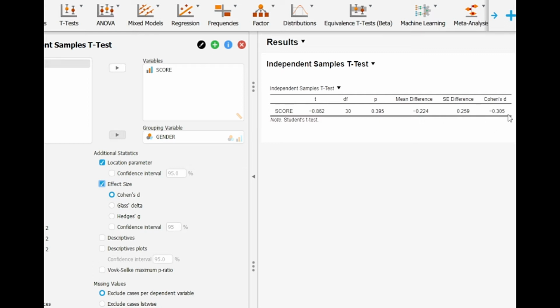Then the Cohen's d. What is Cohen's d? This is a measure of the effect size of the difference. Since this is negative, it is negligible. I hope it's clear to you how to get the independent sample t-test using JASP. Okay, let's go back to our module.